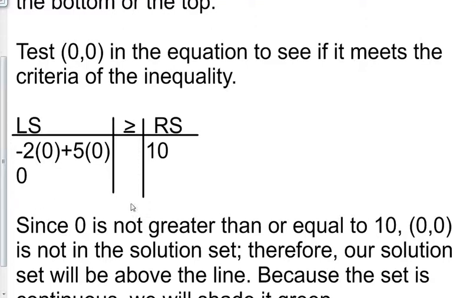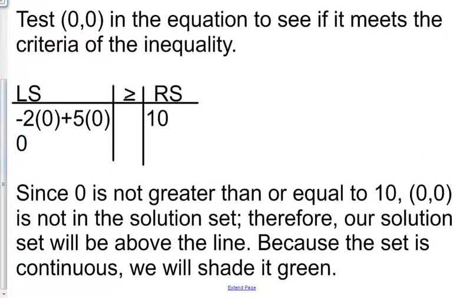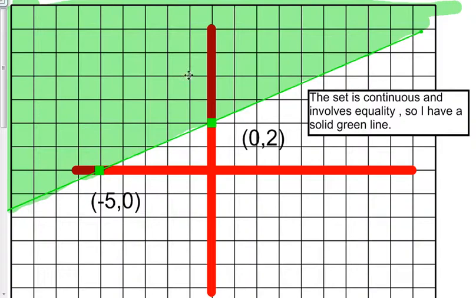Therefore, our solution has to be above the line. Because the set is continuous, we'll shade it green. So now I go back to my graph, and I shade in the top half of the Cartesian plane green, because 0, 0 is not part of my solution set.